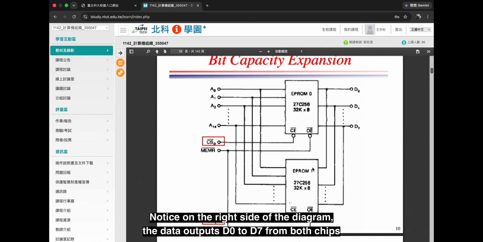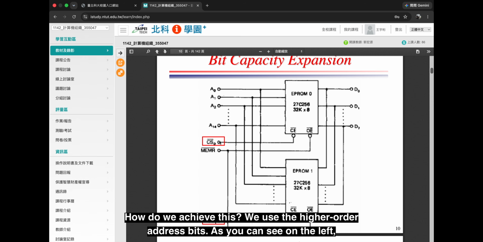Notice on the right side of the diagram, the data outputs D0 to D7 from both chips are connected to the exact same data bus. To prevent collisions, we must ensure that only one chip is enabled at any given time. How do we achieve this? We use the higher order address bus, as you can see on the left.